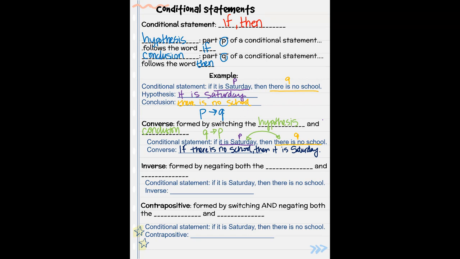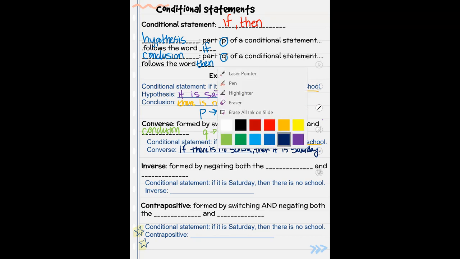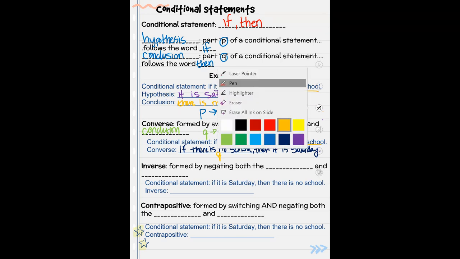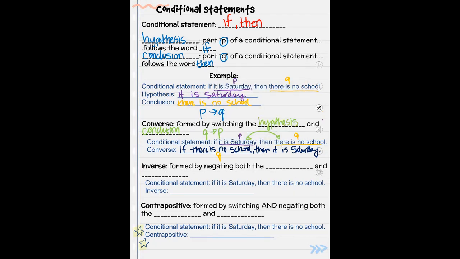Now you can see that my Q is here and my P is here. I'm trying to keep consistent colors and it's just not working. All right, that's it. We're just swapping them.